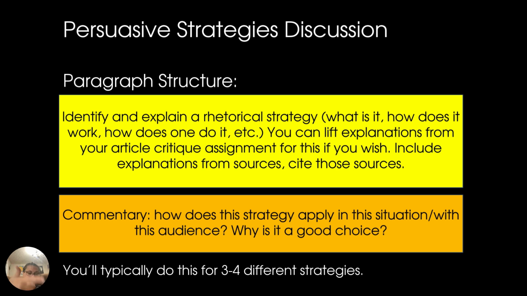This is where you're connecting back to what you said in the first section of the paper about the audience. So that's what that second block is. So, what is the strategy? How does it work? How would you apply it in this particular argument and situation and to this audience? You do that like 3 or 4 times, and you've got your persuasive strategies section done.